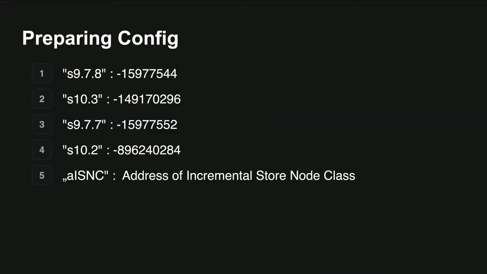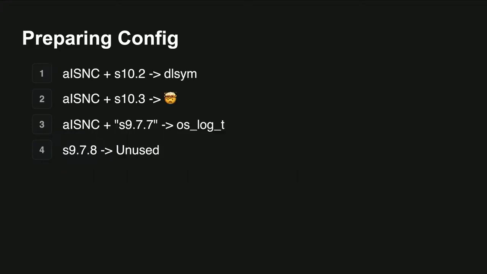There's 4, and there's one other part that is mentioned across the code. If you look at what they're doing with the config, at the very end, those variables are added together, and those are resolved to a couple of different objects inside of the shared cache. So there's DLSym, there's a smiley with an exploding head, and there's the OSLog object. And the last one is actually unused in the part of the code that I have.